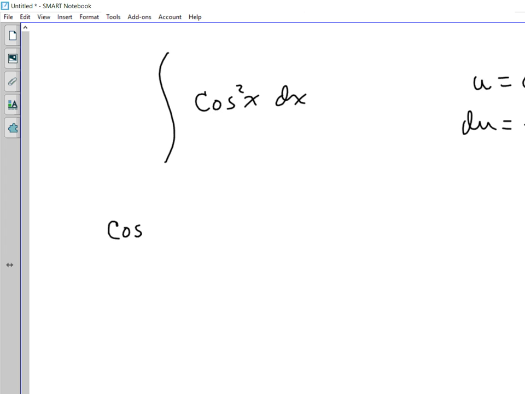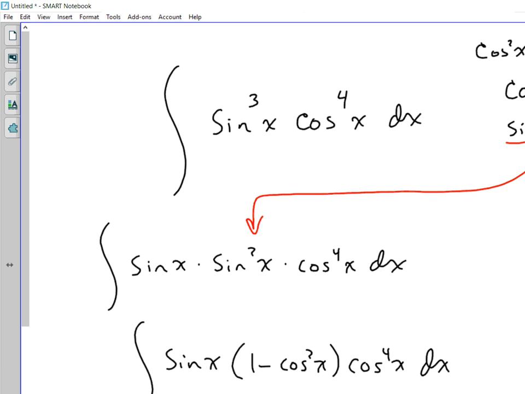Remember these? This was cosine squared of x minus sine squared of x. That trig identity. Well, there's another one for cosine of 2x, by using these substitutions from before. I'm going to bring these two back.